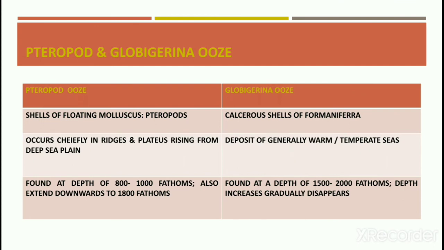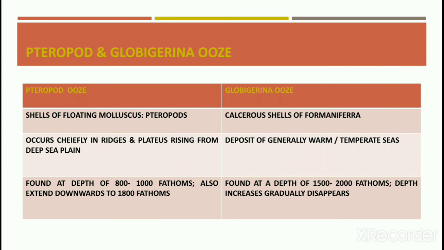The Globigerina ooze is generally made up of calcareous shells of Foraminifera. Globigerina being the most abundant and widely distributed genus, the shells are always small, commonly about the size of an ordinary pin. This is the most widespread type of ooze in the Atlantic and Indian Ocean. It is always deposited either in warm or temperate seas.